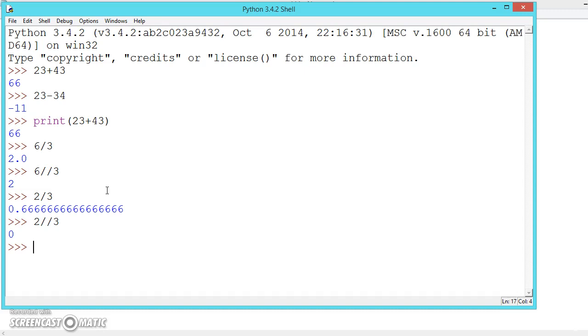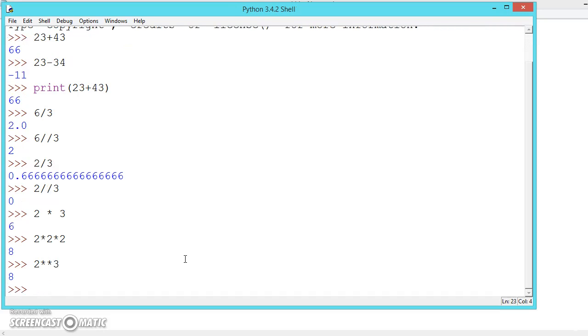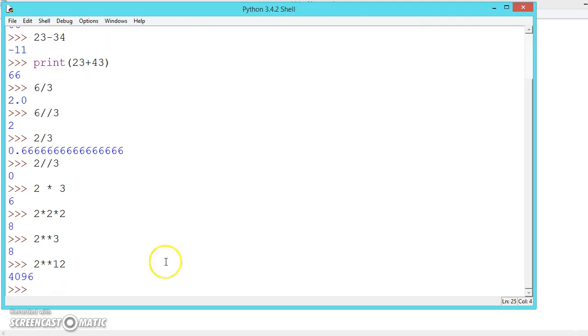So you can use multiplication like 2 and the symbol is asterisk or the star symbol, and you can write like 2 into 4 is equal to 8. So this can be written as 2 to the power of 3 also. For that we have to write 2 double asterisk 3, which is 8. 2 double asterisk 12, 2 to the power of 12, means 2 into 2 into 2, 12 times, is equal to 4096.